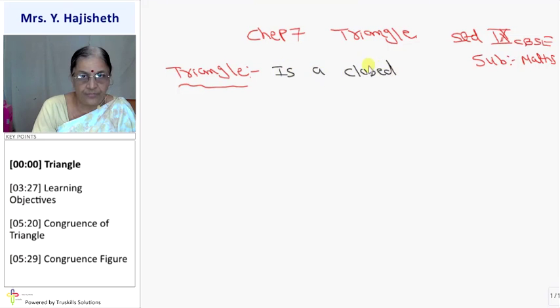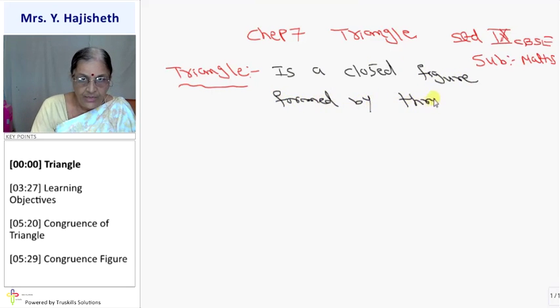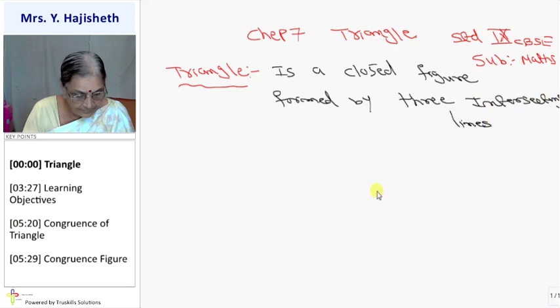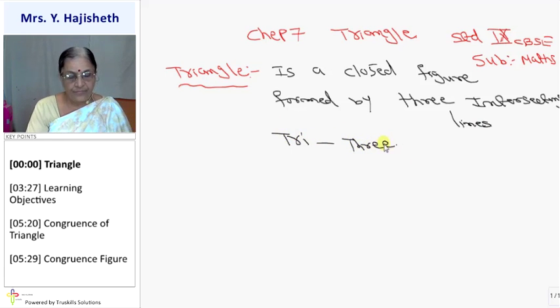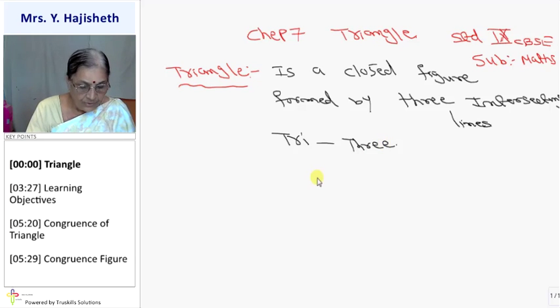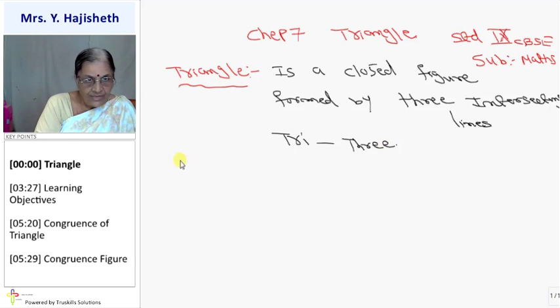A triangle is a closed figure formed by three intersecting lines, okay? When three lines intersect each other at three points, they form a triangle. Tri means three, okay? So triangle has three angles.